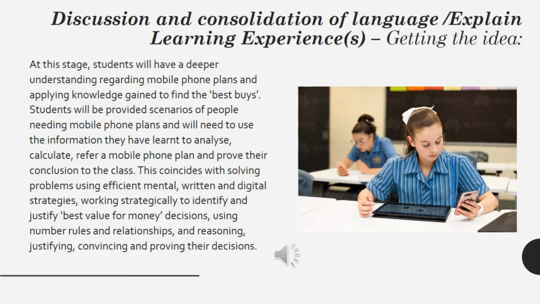By the fifth lesson, students will have a deeper understanding regarding mobile phone plans and applying knowledge gained to find the best buys. Students will be provided scenarios of people needing mobile phone plans and will need to use the information they have learnt to analyze, calculate, recommend a mobile phone plan, and prove their conclusion to the class. This coincides with solving problems using efficient mental, written, and digital strategies, working strategically to identify and justify best value for money decisions, using number rules and relationships, and reasoning, justifying, convincing, and proving their decisions.